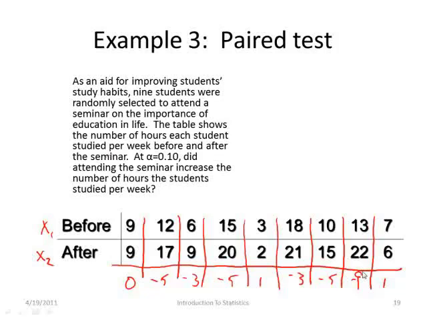Now, if the seminar did work, and I took these differences just like I did, then what would I expect a lot of these differences to look like? That is, what values would I expect these things to look like? I would expect to see a bunch of negative numbers down here, and the reason is because we said if the seminar worked, that means that the after population should be larger than the before population.